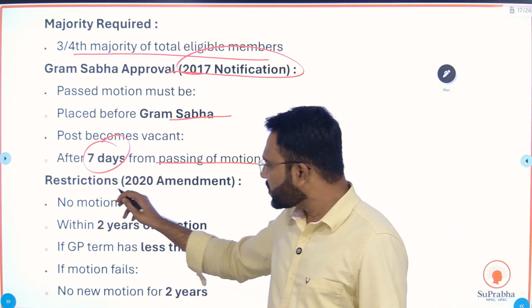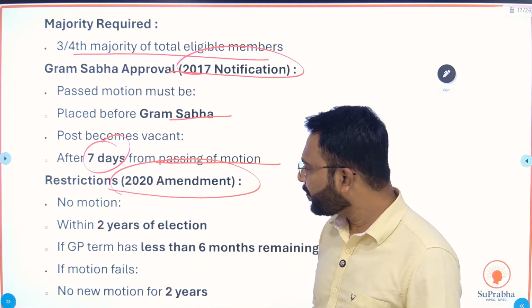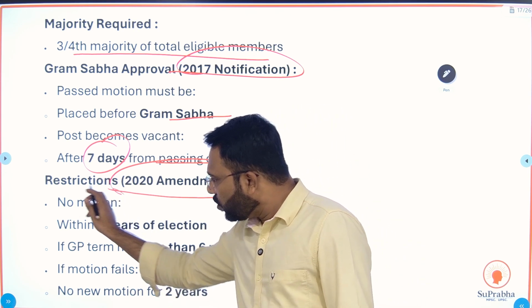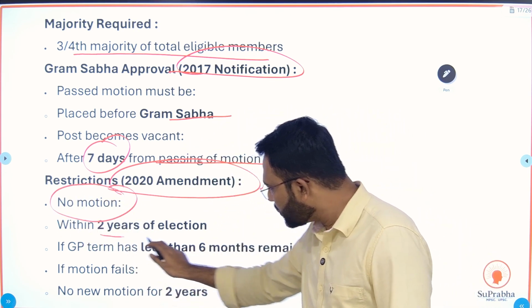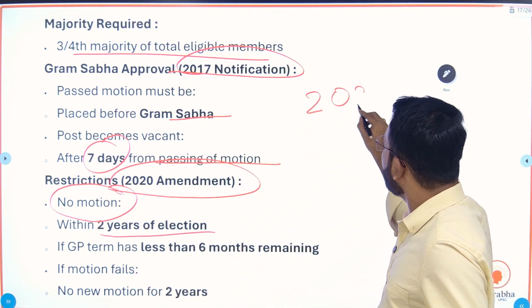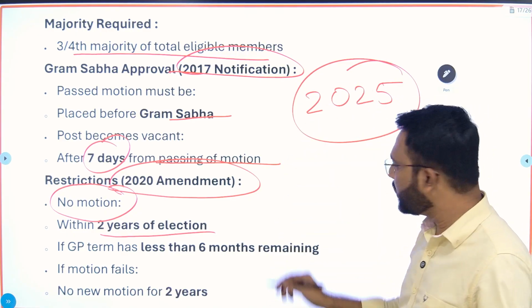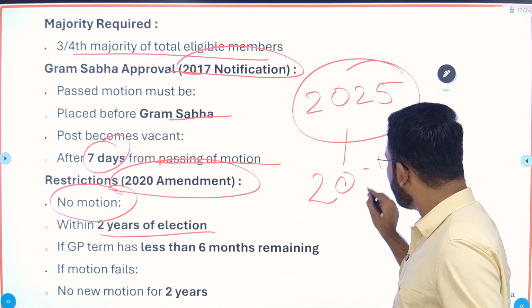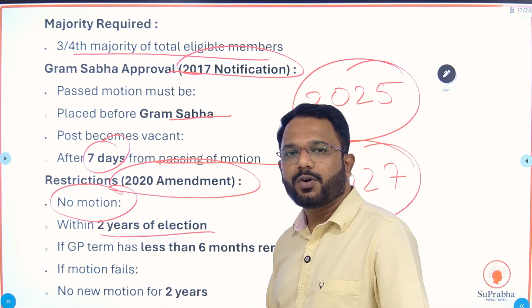Okay. Some restrictions are also introduced according to the 2020 Amendment Act, and that is that no motion can be introduced within 2 years of election. Okay. In case in 2025 an election has been held for Gram Panchayat, till 2027 no motion of no confidence can be introduced for 2 years.